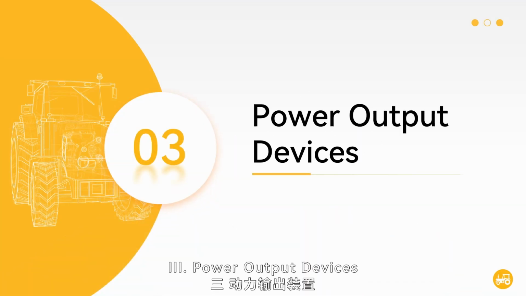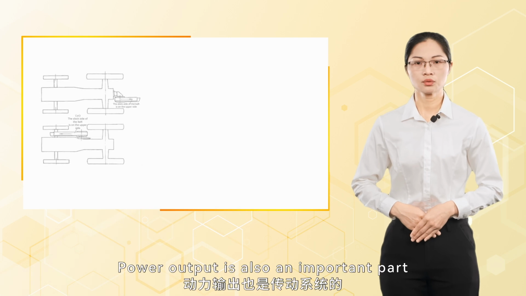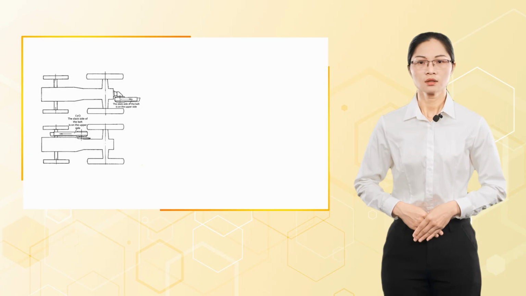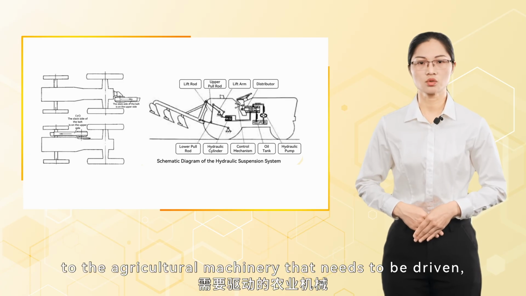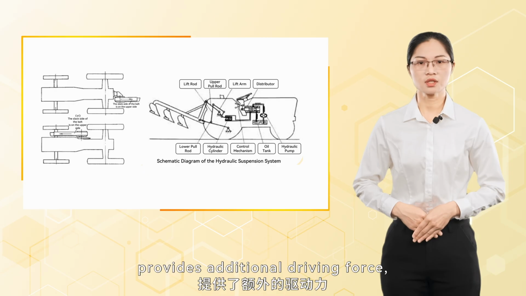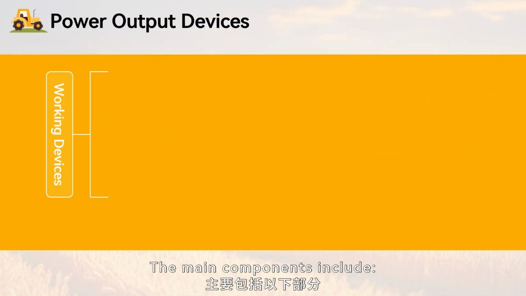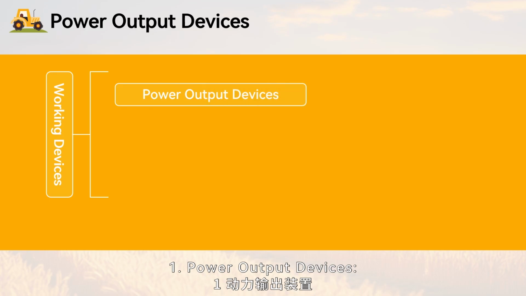3. Power output devices. Power output is also an important part of the transmission system. The power output components can transmit the tractor's power to the agricultural machinery that needs to be driven, while the front driving axle provides additional driving force, enhancing the tractor's traction capacity. The main components include 1. Power output devices.